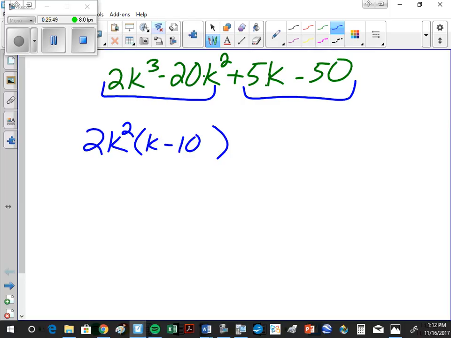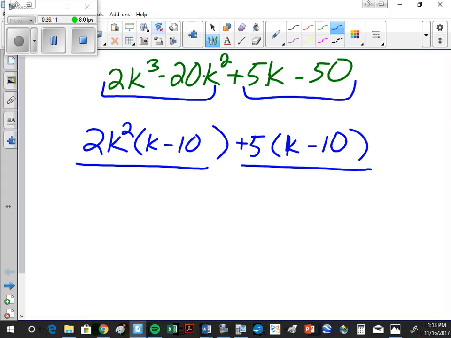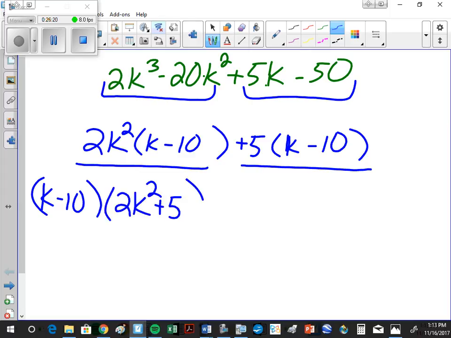K minus 10. What does the second group have in common? 5. I pull out a 5. What's left? K minus 10. See that? All right. Now, what does this have in common with that? K minus 10. I yank out a k minus 10, and what's left? 2k squared plus 5.